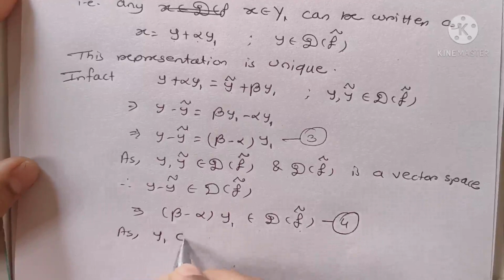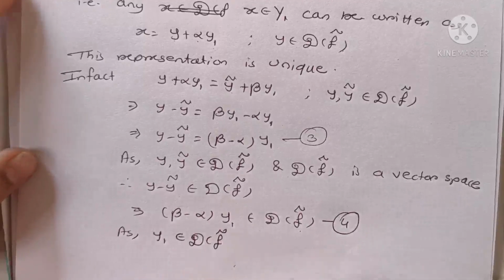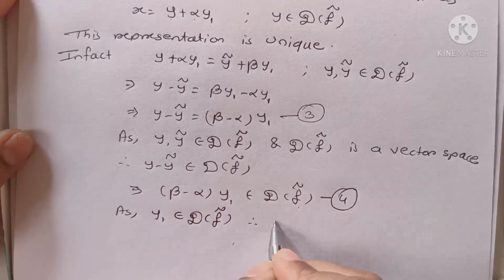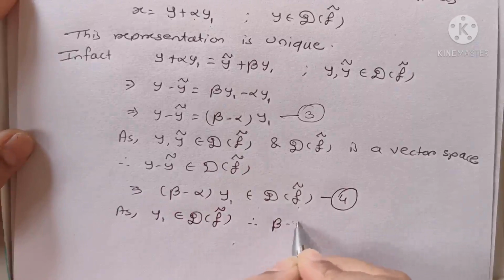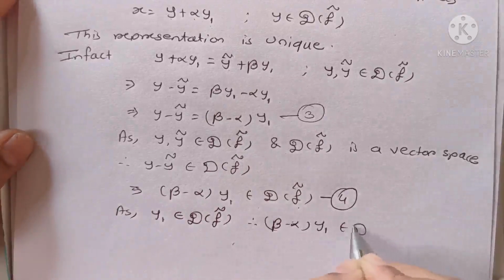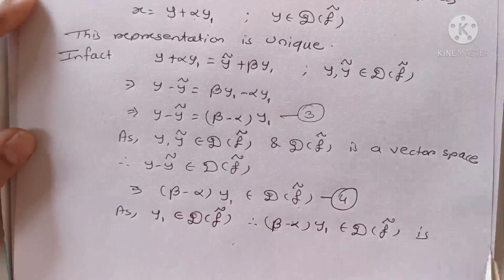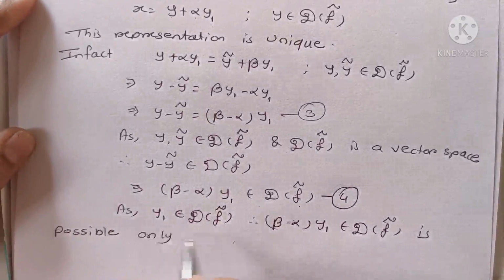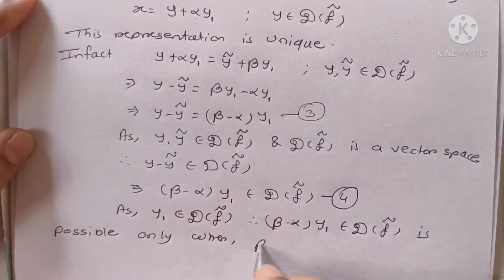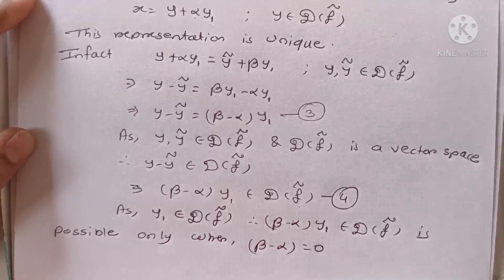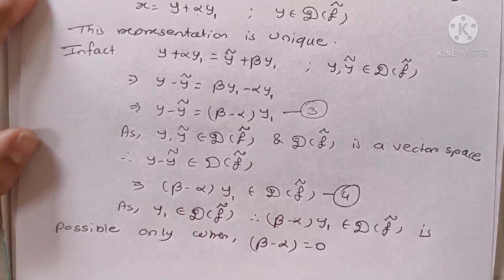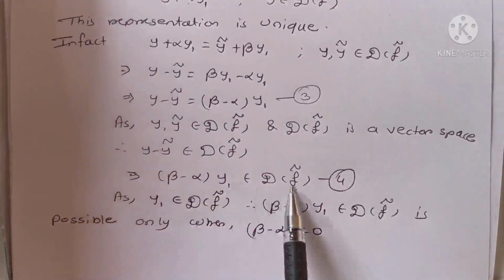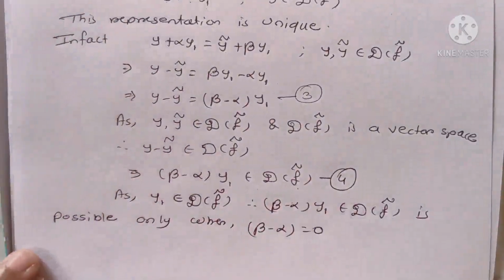As y1 does not belong to the domain of f tilde, therefore (beta minus alpha) times y1 belongs to the domain of f tilde is possible only when beta minus alpha equals 0. Because when beta minus alpha equals 0, then its product with y1 is also equal to 0, and that 0 belongs to the domain of f tilde.